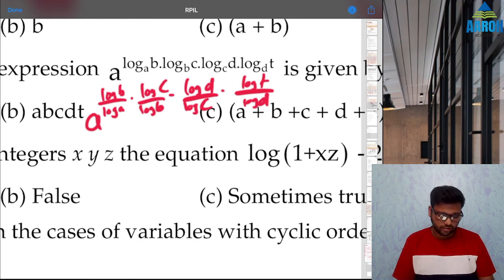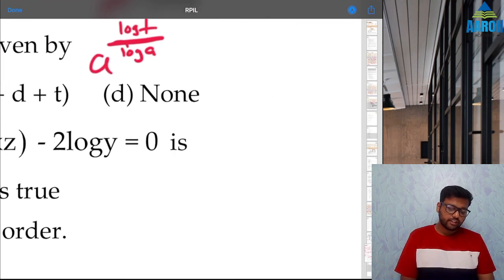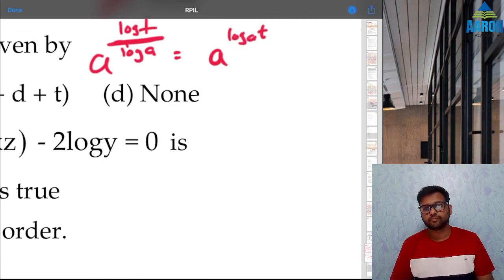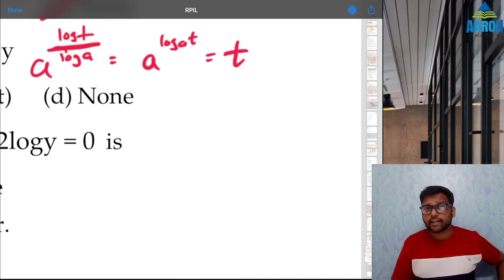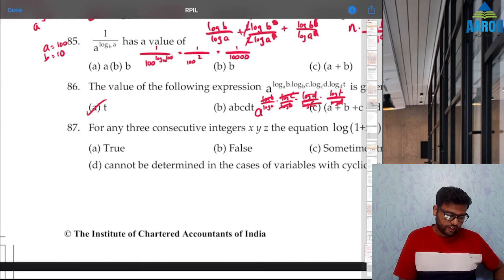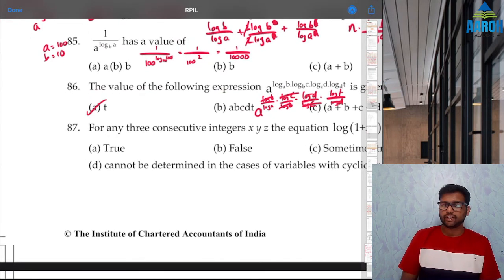You can see these terms are going to get cancelled. It will only be a raised to log t by log a. That is nothing but if we reverse the change of base process, it will become a raised to log of t to the base a. Now we have that property, a raised to log of b to the base a is nothing but b, right? So t is the correct answer, which is option A. You should know the basic properties, then the chapter is not really that difficult.